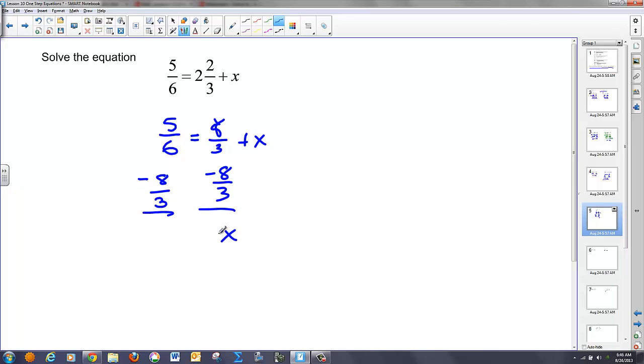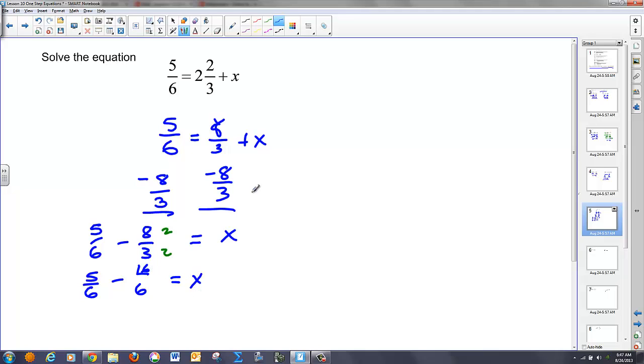This gives me an x on this side, and now I prefer to write these in a horizontal position. I have 5/6 minus 8/3. I get common denominators, so I have 5/6. Notice in order to make this a 6, I'm going to have to multiply both the top and bottom by 2. So in doing so, that's going to get me a 16.